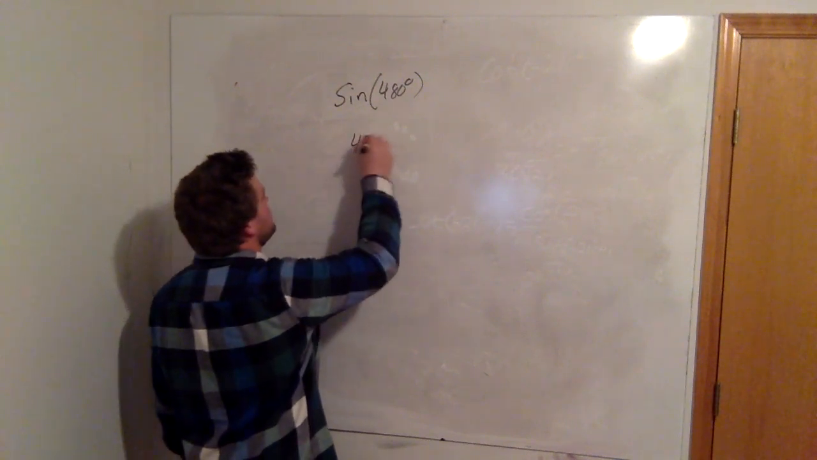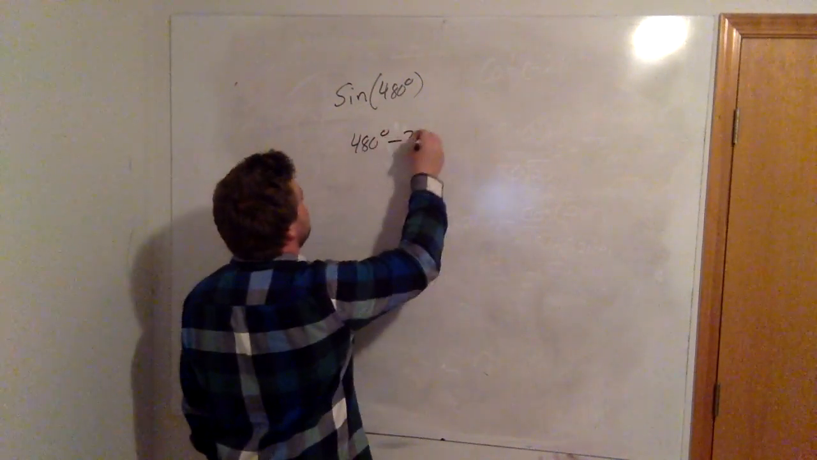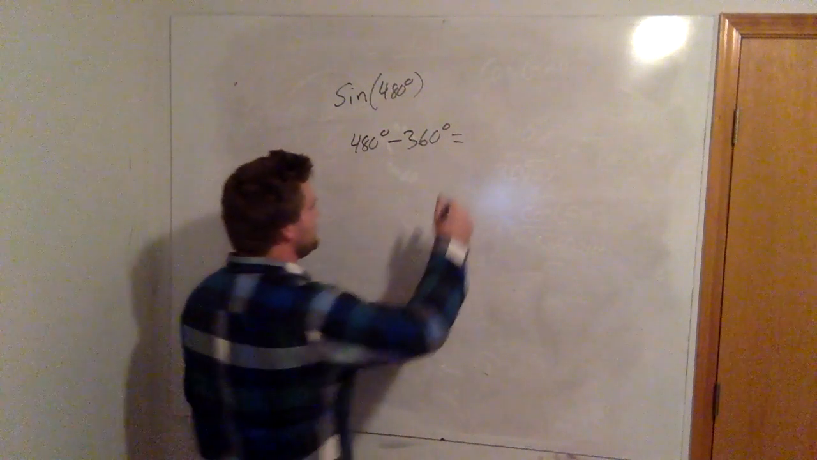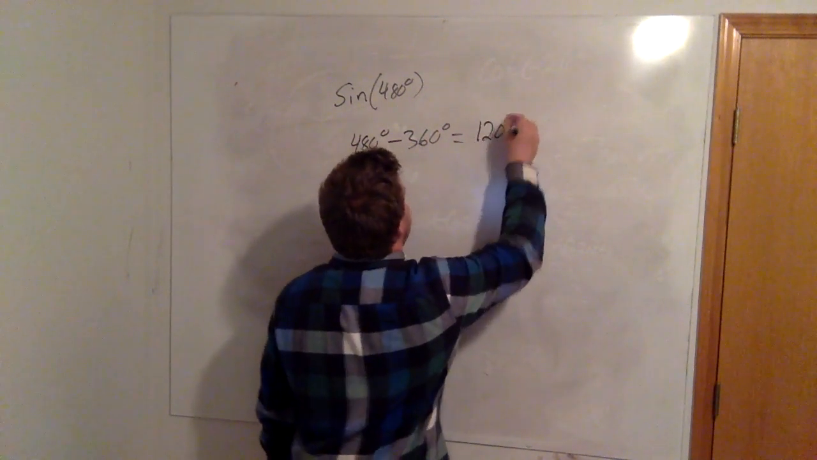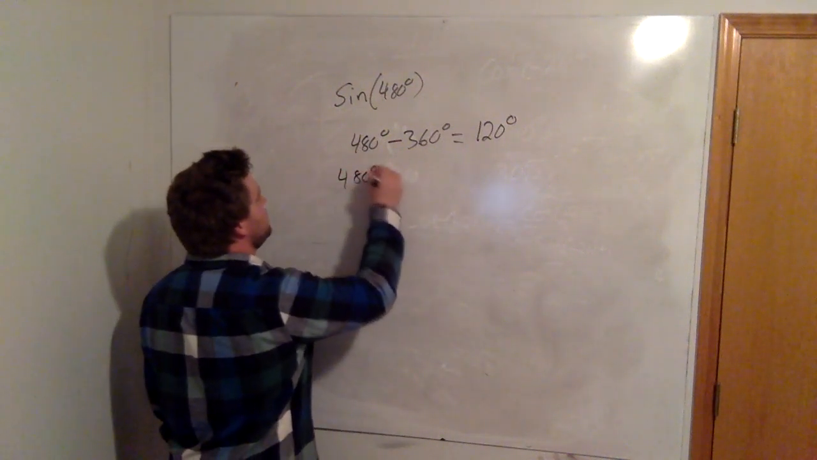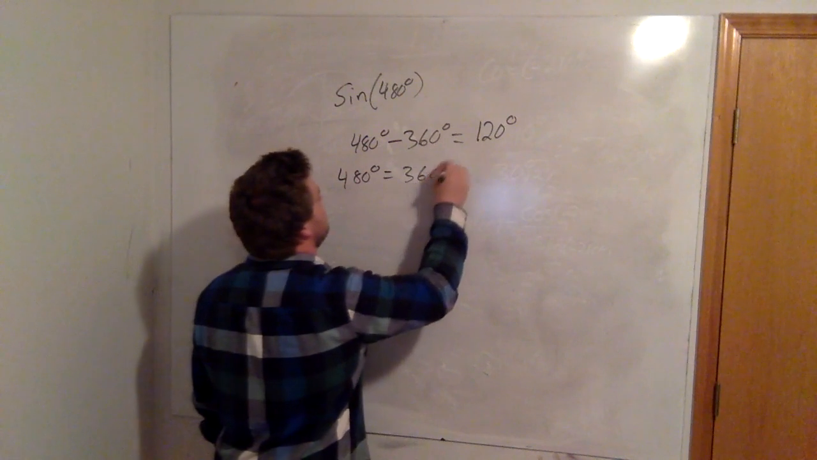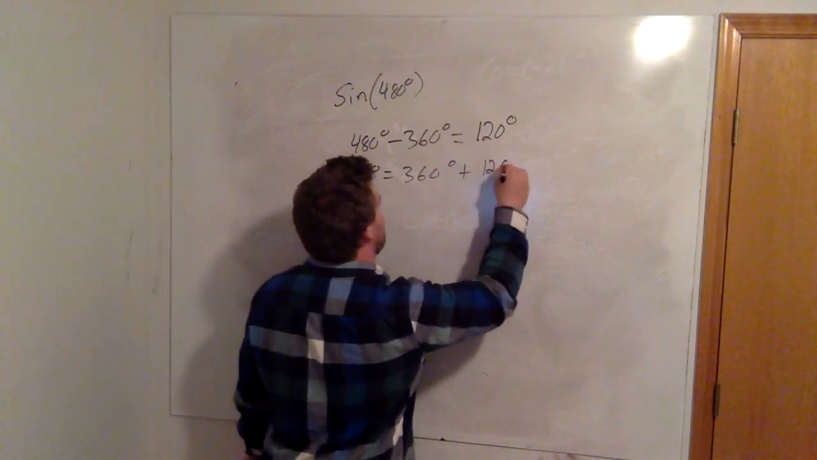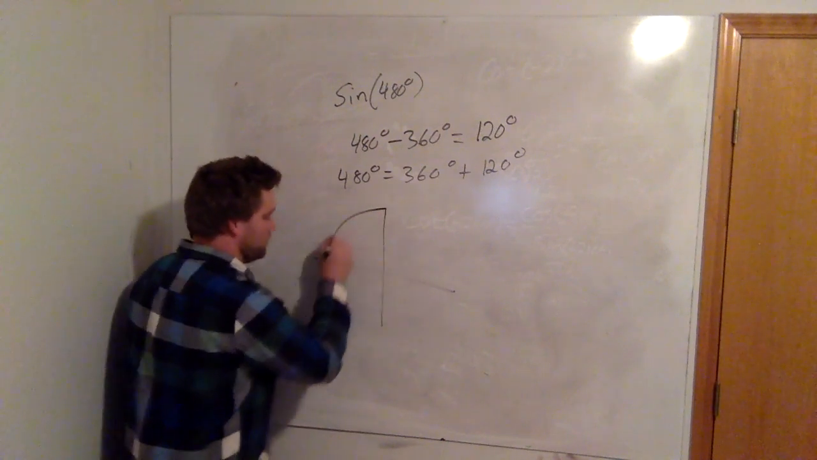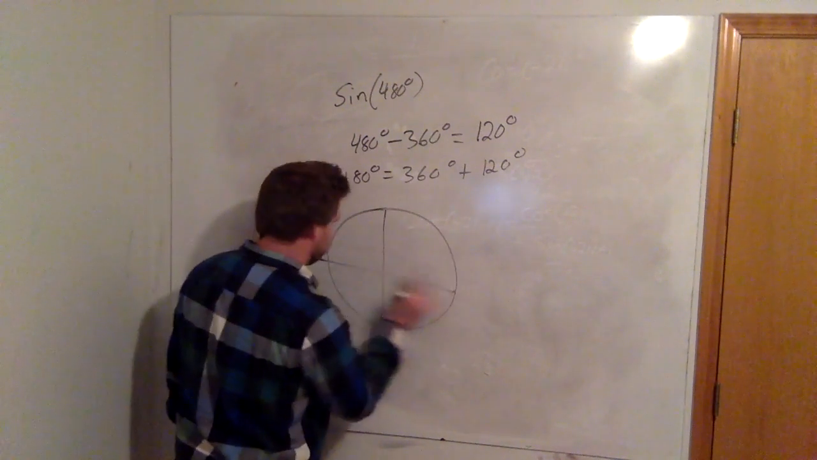So if I have 480 degrees, let's subtract 360 degrees. So what are we going to get? We're going to get 120 degrees. Okay. I guess you could also think that 480 degrees is equivalent to 360 degrees plus an extra 120 degrees. So where are we on the unit circle?